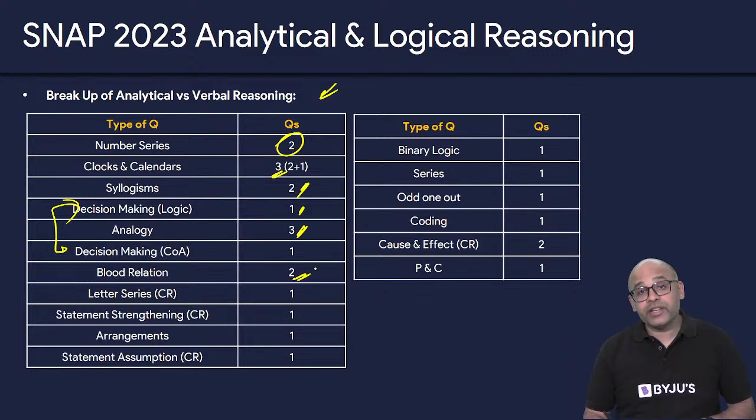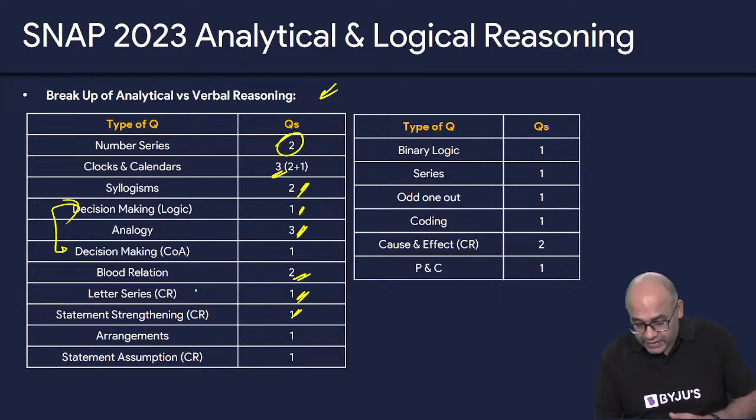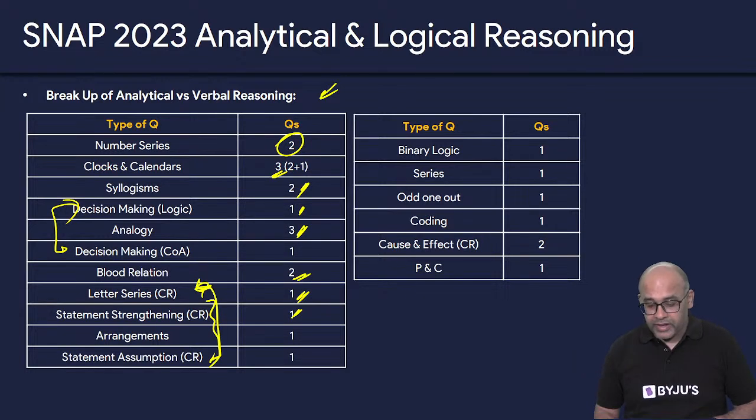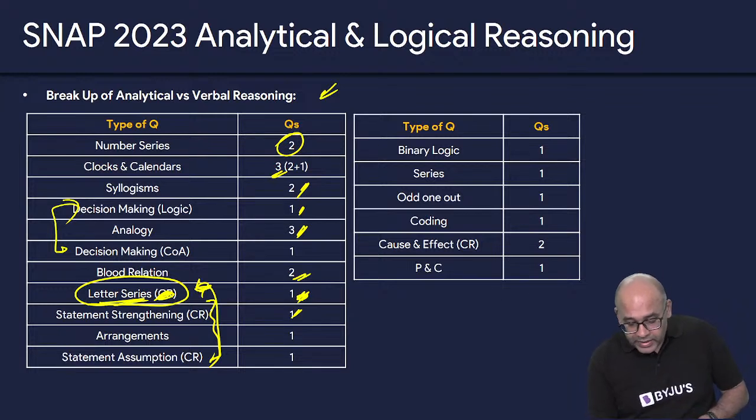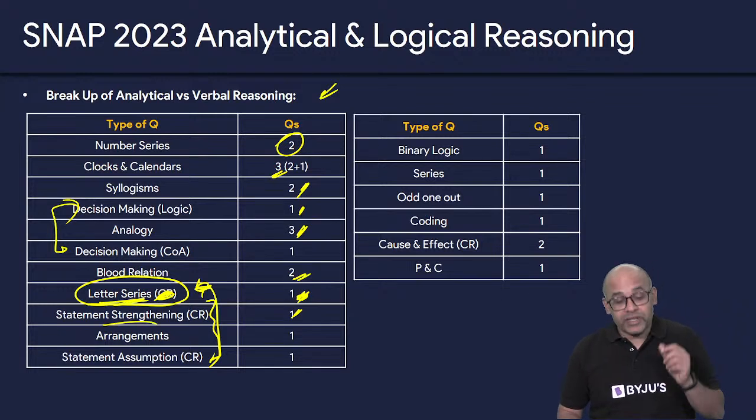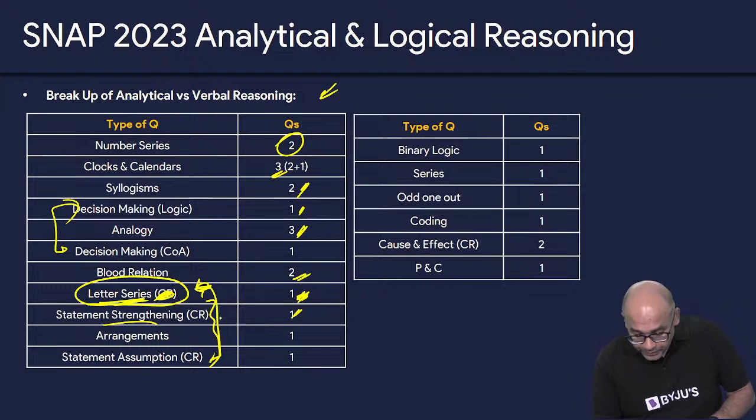Then there were blood relations, 2 questions. Letter series, then critical reasoning. All of these come under critical reasoning. Sorry, not this. This letter series is not CR, by the way. This is one question from series. Then we have statement strengthening. We had the statement assumption, and there's one more critical reasoning. I'm just trying to see where that was.